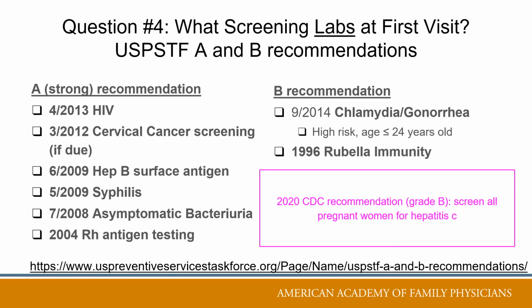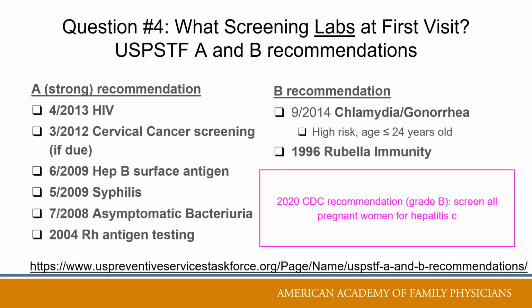So the USPSTF A and B recommendations can be helpful here. A recommendations include HIV screening, cervical cancer screening if the patient's due, but if they're not due, they don't actually need to have this done. And if they really wish to have it deferred until after they are done with the pregnancy, that is also a reasonable option. But remember, that can put a patient behind in terms of intervention if they needed to have their abnormal pap smear intervened upon.